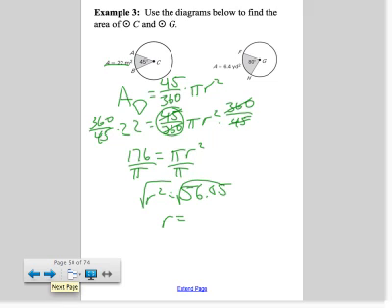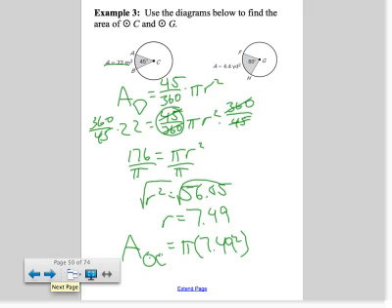So the radius here is, let's see here, square root of 56.05. I got 7.49 for the radius. And remember, the question is find the area of the circle C. So the area of circle C equals pi times 7.49 squared.